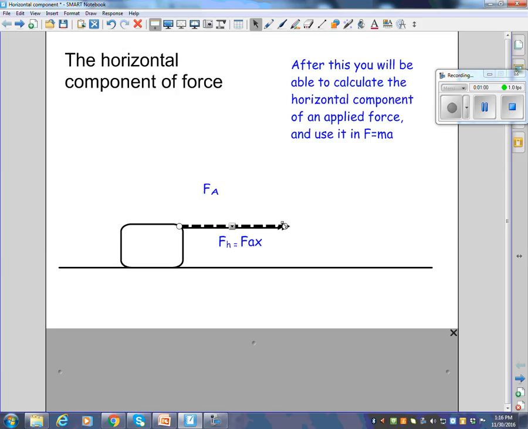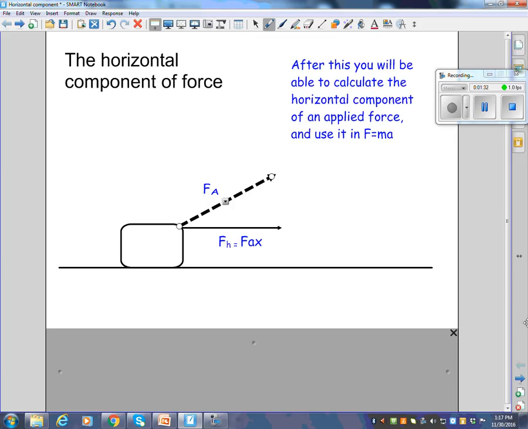So now we're going to take that applied force and apply it at some angle. And what you introduce there is what we call the horizontal component. Now, in past years, I've called the horizontal component FH, force horizontal. And then I realized last year that kids were getting mixed up here. They thought that the FH was a different force than the FA. And so I'm working towards calling it FAX.